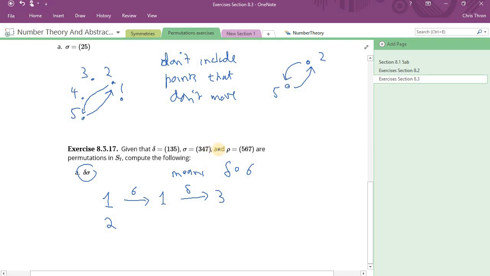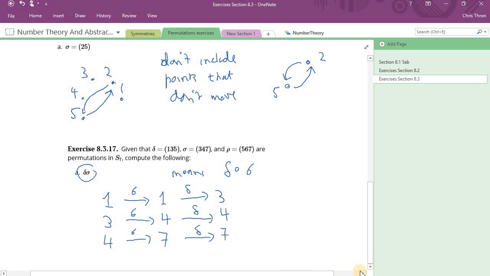What about 2? Well, let's see. It's better for me to do this in cycle structure. So I see that 1 goes to 3 under delta sigma. So then what does 3 go to? 3 under sigma goes to 4. Under delta, 4 doesn't go anywhere because delta doesn't even affect the 4. So that goes to 4. All right, so what does 4 go to? 4 under sigma goes to 7. And under delta, the 7 doesn't go anywhere because delta doesn't even include 7.